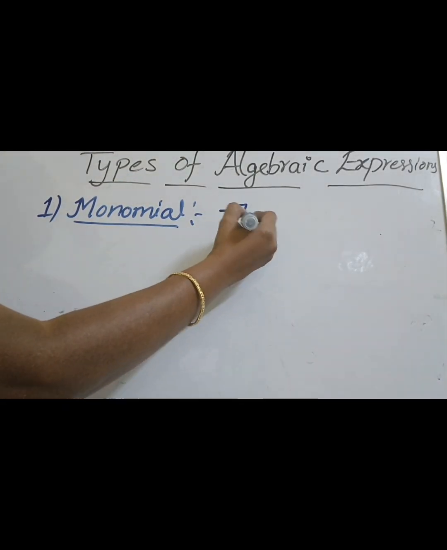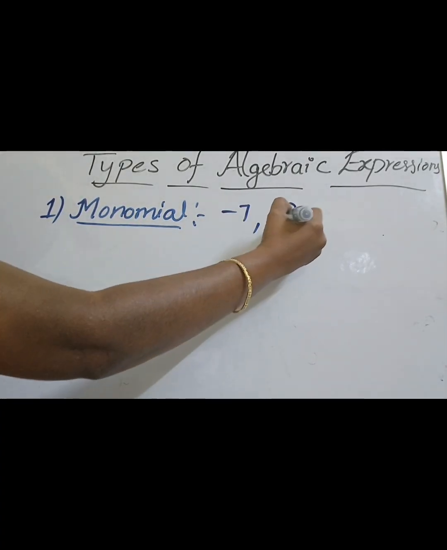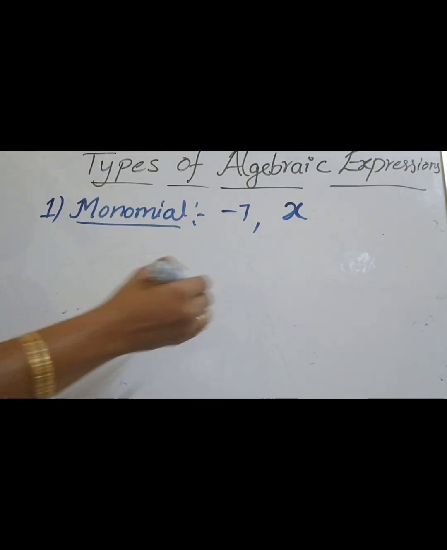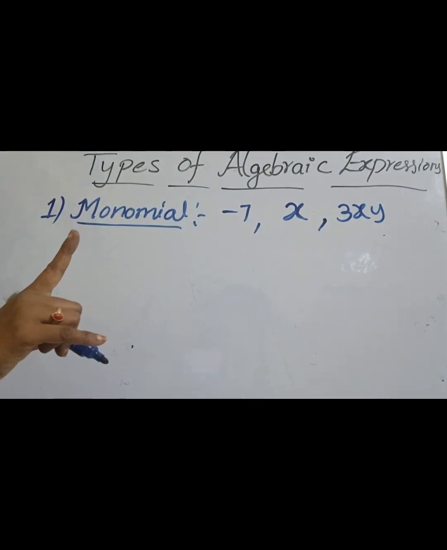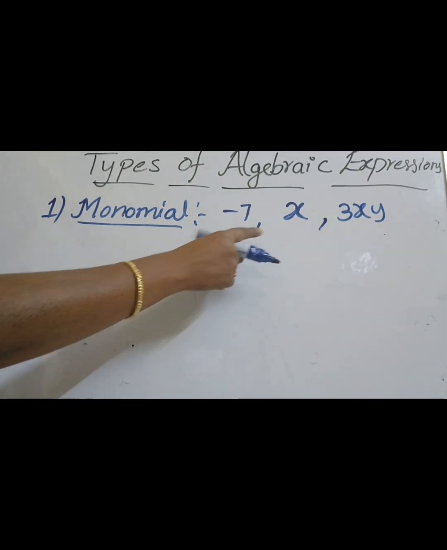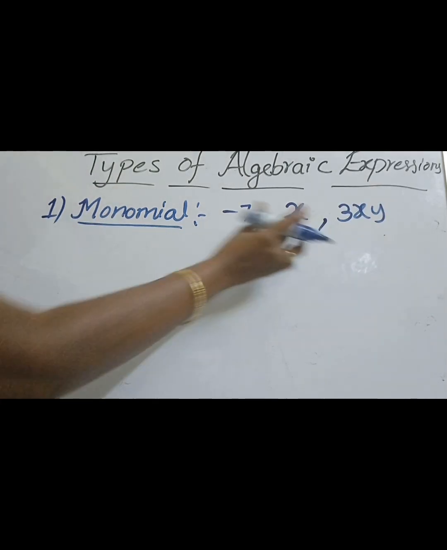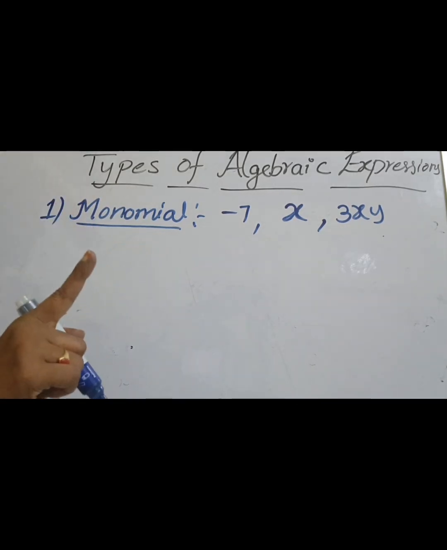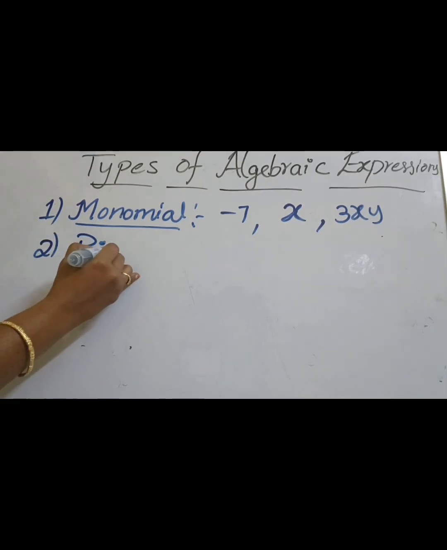See, minus 7 is a numerical term. Single, right? That is a monomial. Or you can also take x, that is a monomial term. Or you can also take 3xy. This is also a single term, right? So it may be a numeral, or a variable, or the combination of both numeral and variable. Whatever it may be, it should be a single term. That is nothing but a monomial. Clear? Next we'll see the binomial.